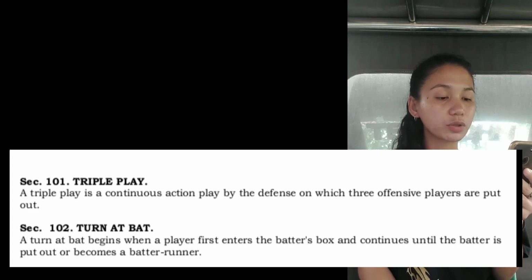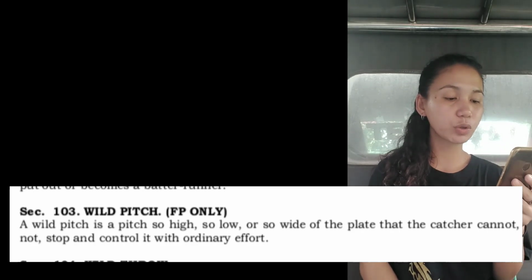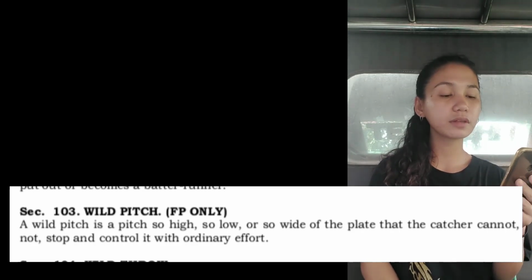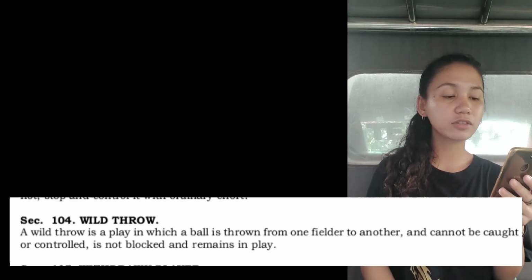Let's move on to section 103, wild pitch, FP only. A wild pitch is a pitch so high, so low, or so wide of the plate that the catcher cannot or does not stop and control it with ordinary effort. That is section 103.